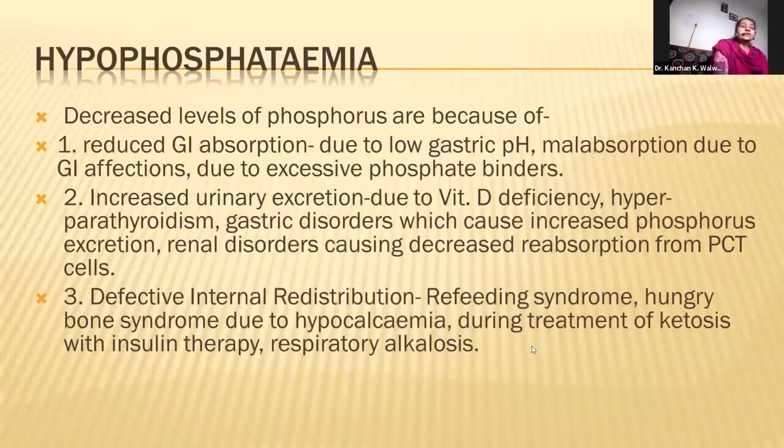So phosphorus deficiency is because of GI absorption problems, or increased excretion, or any defective internal redistribution system, like bones. From bones the phosphorus is transferred to the circulation for maintaining the normal phosphorus level. But because of hypocalcemia, certain hormone deficiency, or certain enzyme deficiency, the taken away amount is not being restored properly. So these are the main three reasons for hypophosphatemia.